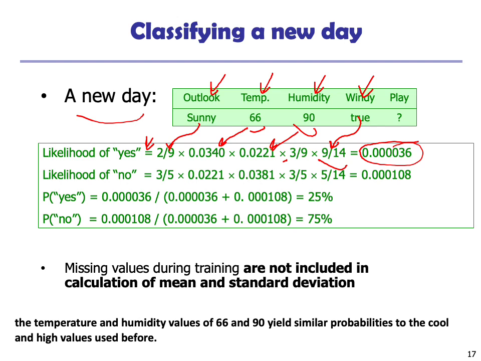So what happens if we have missing values during training? Simple, again, way to deal with this when applying naive Bayes is to just not include them in the calculation of the mean and the standard deviation required to calculate the density function.